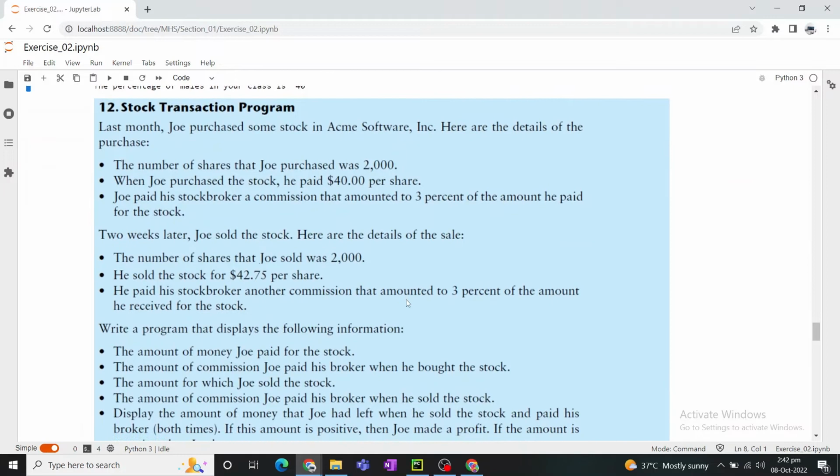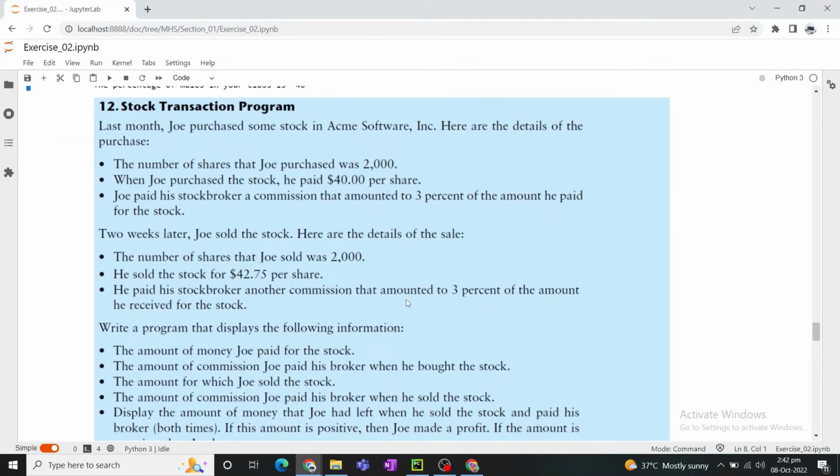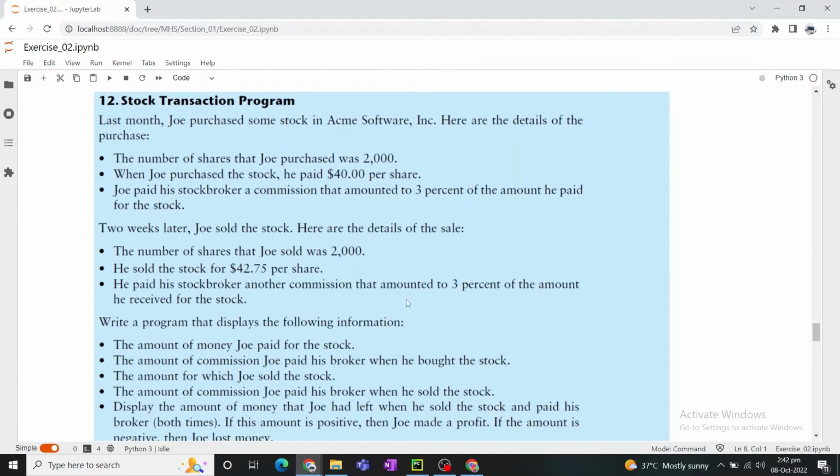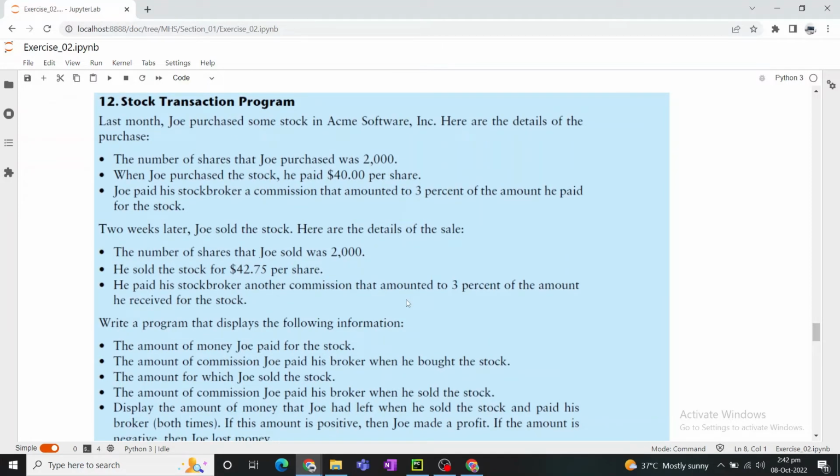Okay, question 12, stock transaction program. Over here we can see they have given the amount of total purchase of Joe. Basically there is a person named Joe, and he purchased some stock last month in Acme Software, and the details are given below. The number of shares that Joe purchased was 2000, and the amount he paid for each share was $40, and he is also giving a commission to the stockbroker that is 3%. I believe that is really a big percentage that he is giving to the stockbroker.